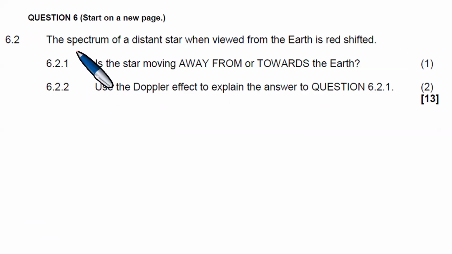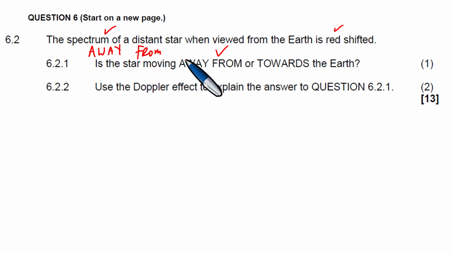Now, in the next question, we're looking at the spectrum of a distant star. The spectrum of a distant star, when viewed from the Earth, is redshifted. What does redshifted mean? Is the star moving away or towards the Earth? If the star is redshifted, then it is moving away from us. So the answer here would be away from. Why? Because in science, if the star is redshifted, it means that the star is moving away.